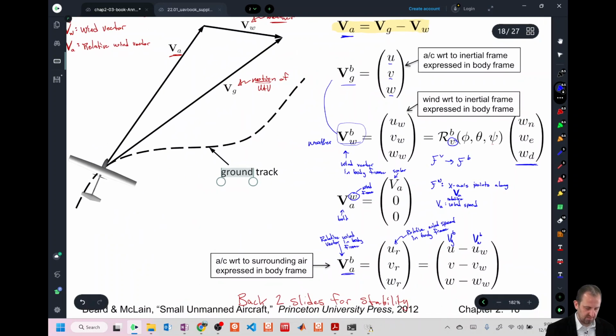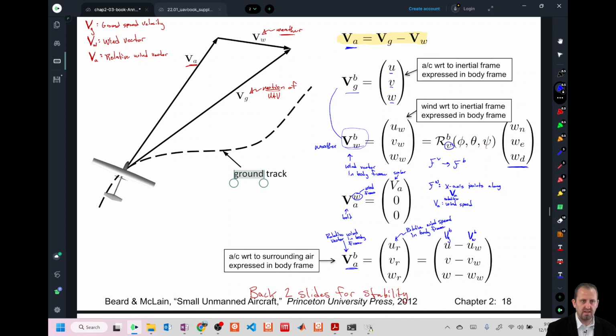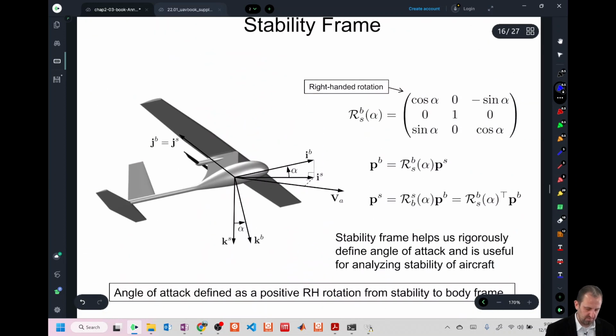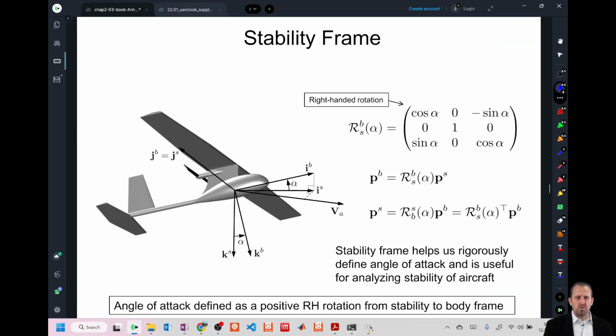wind vector. Now I did a funny thing and I accidentally mixed up the order of my slides, so we're going to jump up 2 slides here. So we're going to get to the wind frame. Again, the wind frame points along v sub a. We're going to get to the wind frame using 2 angles, and we're going to define the wind frame from our body frame. This will be helpful later on as we're talking about forces and moments that act on our aircraft.